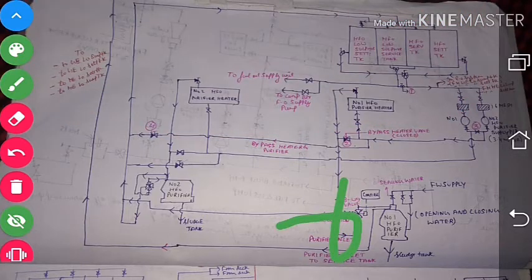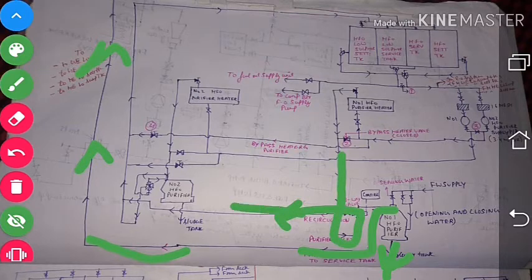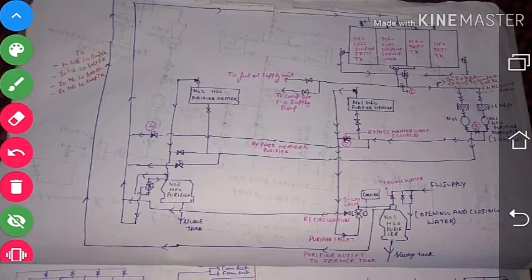Back. If you can see here, I have shown here. This is the sludge tank. The sludge from the purifier will go into the sludge tank, and the purified oil will go into the service tank. You can see here, it will go into the service tank. And this one is the recirculation oil. It means the oil has not gone to the purifier, it will directly be circulated to the settling tank. So this is the recirculation line to the settling tank.